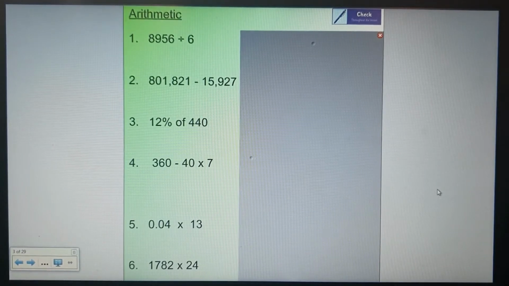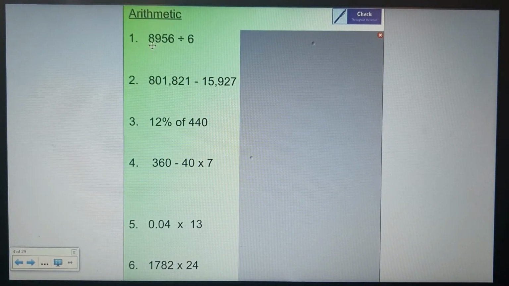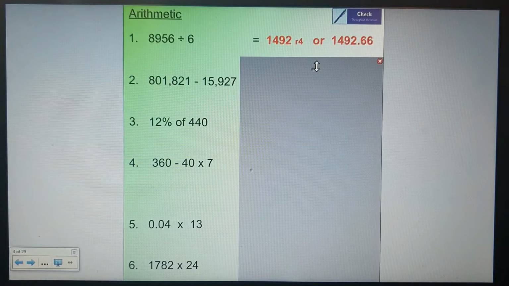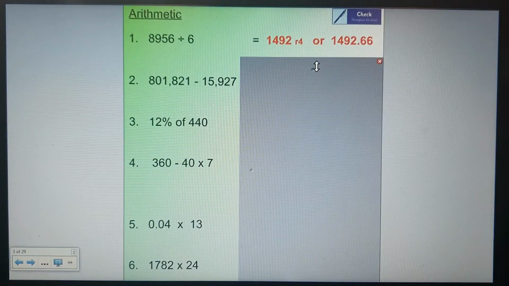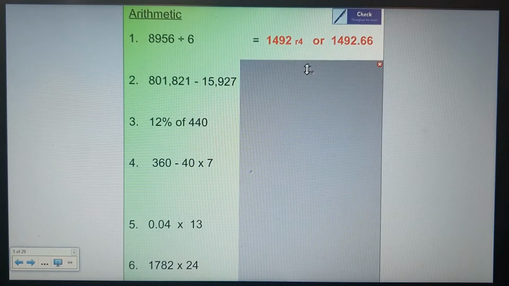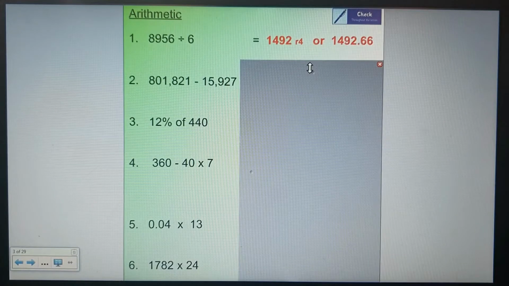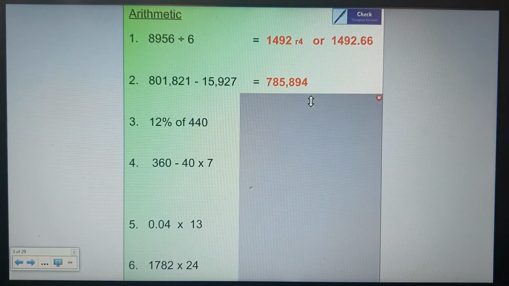Okay, let's look through some of the answers. So our first one, 8,956 divided by 6 should have been 1,492, remainder 4, or 1,492.66, depending on the context of the question. Next one, 801,821 take away 15,927. So if we use a column subtraction, you would have got 785,894.